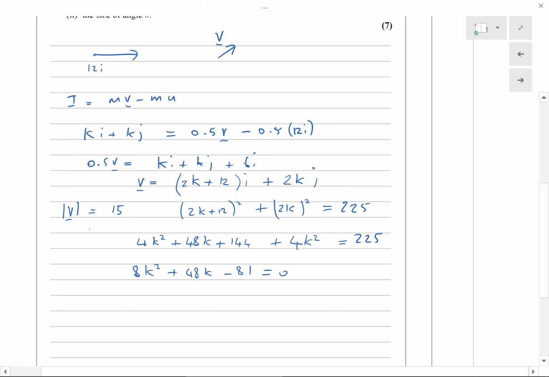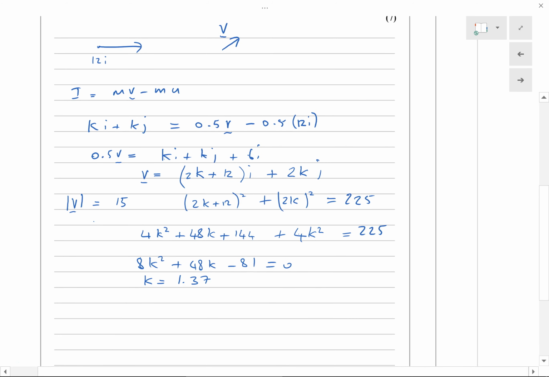Now solving that, we can all solve a quadratic equation. I'm putting it into my fx-991ES Plus as we speak, because I don't want to demonstrate the formula. The only viable solution there is k is 1.37 to 3 significant figures. So that's our value of k.